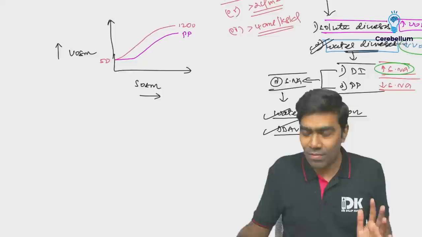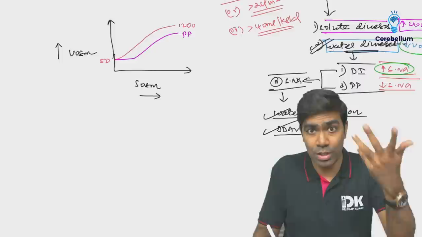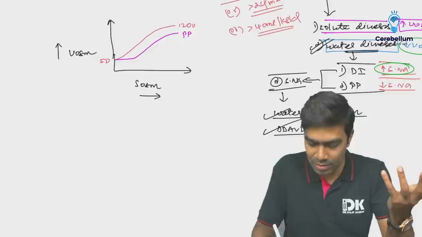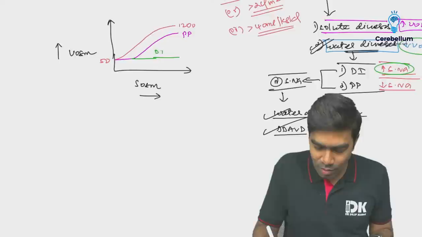But if I'm having a genuine ADH problem, diabetes insipidus, now despite doing water deprivation, my urine osmolality is not going to increase because it's an ADH problem. It's actually an organic problem, not a functional problem. So my serum osmolality will increase with water deprivation, but urine osmolality will not increase any further. This itself tells this is a curve of diabetes insipidus.